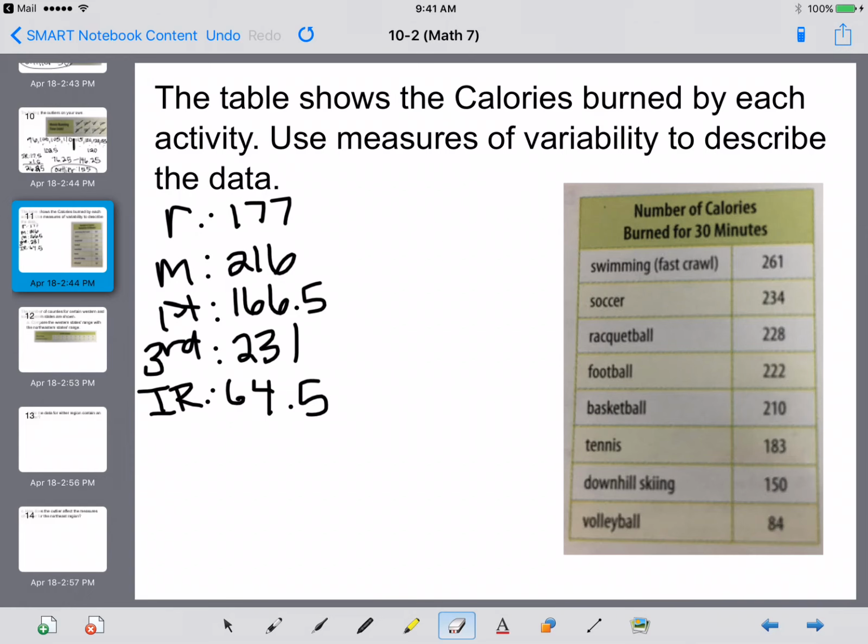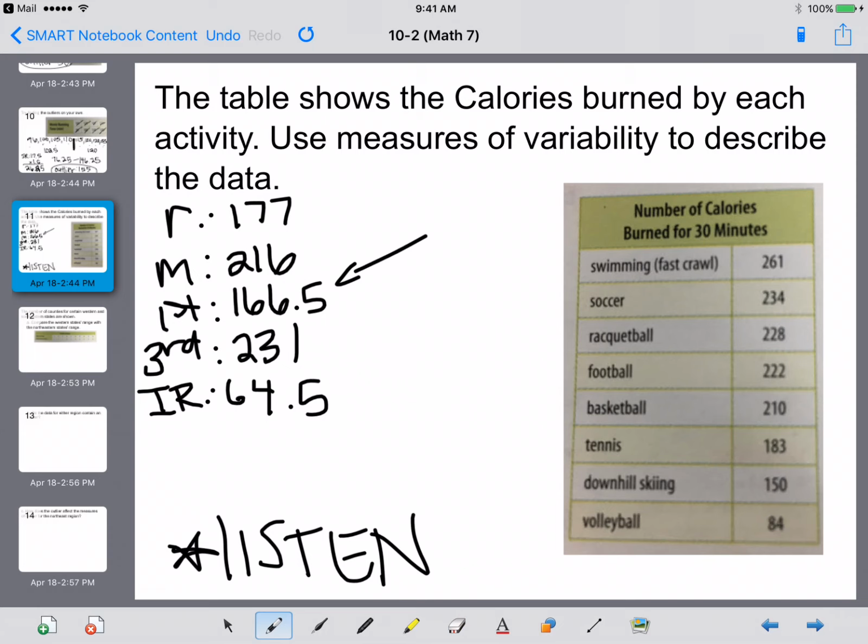So this part you need to make sure you are listening. So I'm going to put a little star here. Listen to what I'm saying because I'm not going to write it down because it's not going to be legible for you. So with all this data, we want to be able to describe. So we know this data is the number of calories burned for 30 minutes. So what you can say to describe this is you can say in 1/4 of the activities, you will burn 166.5 calories or less, because the first quarter of our data right here is 166.5.